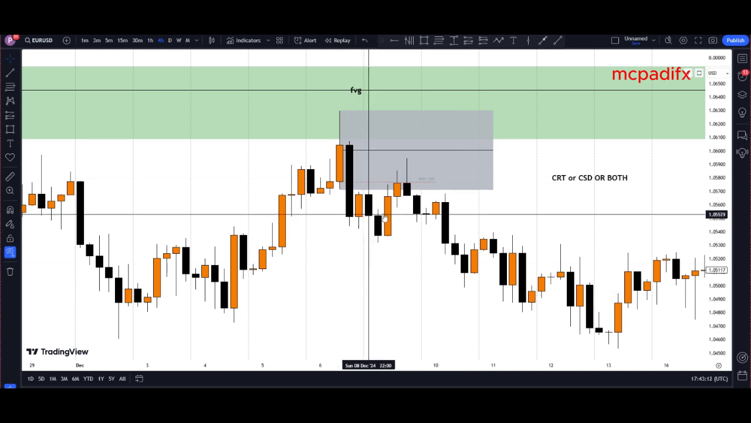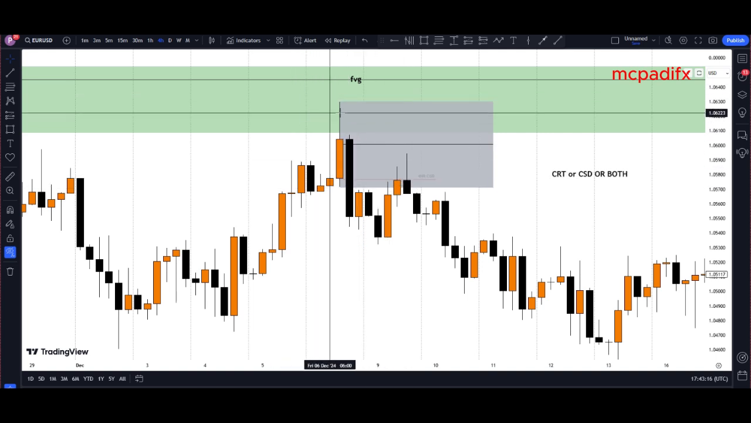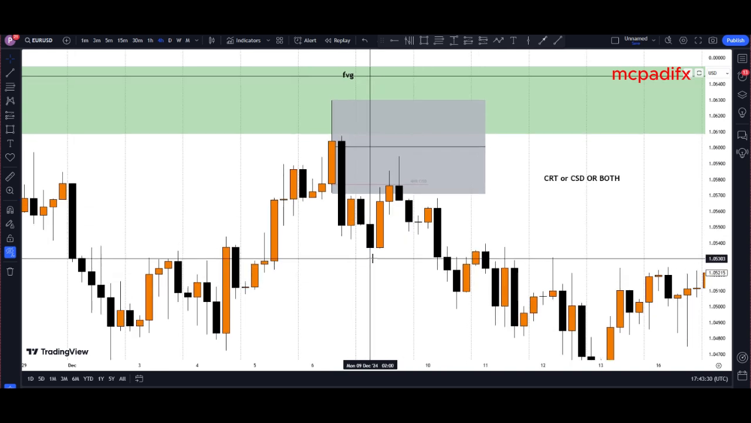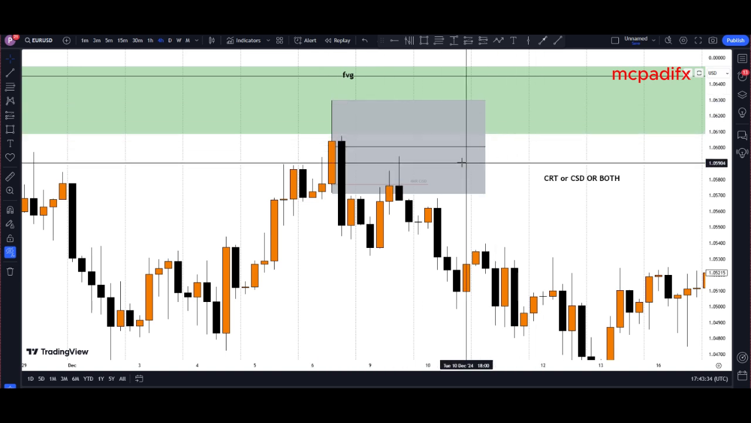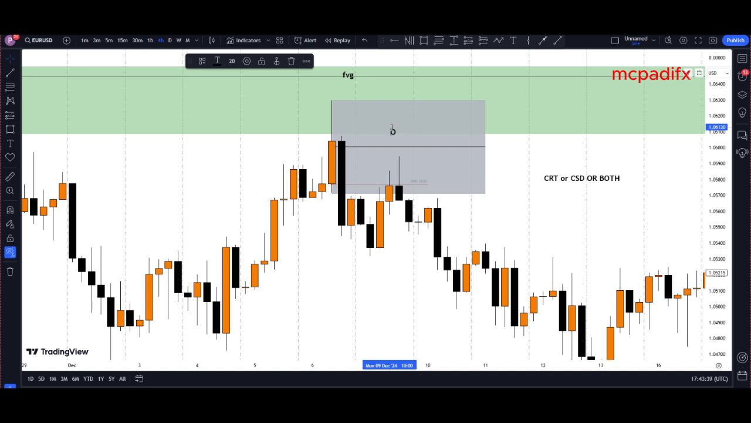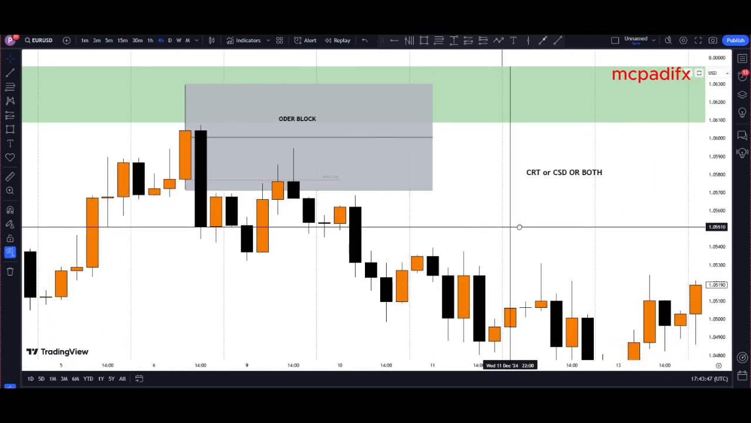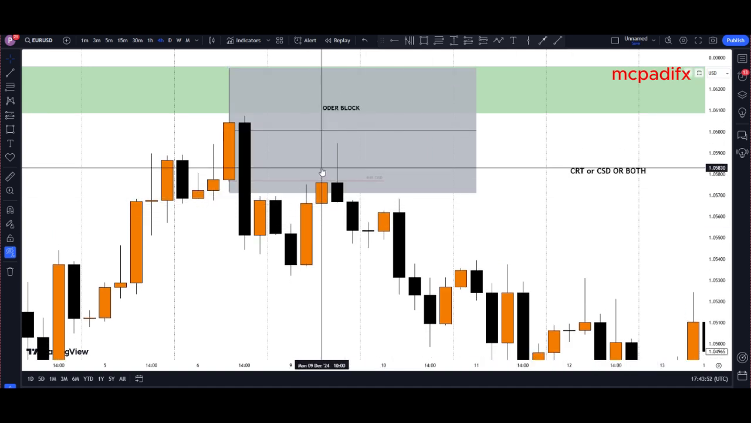And now we have an indication that this fair value gap is strong enough to reverse price movement. We have some down movement, and then we tapped into the order block. We tap into the order block. So now when we tap into the order block, another order block has to form.